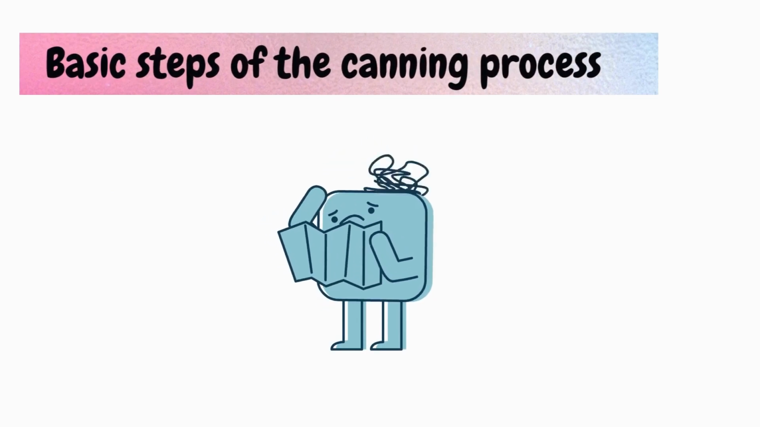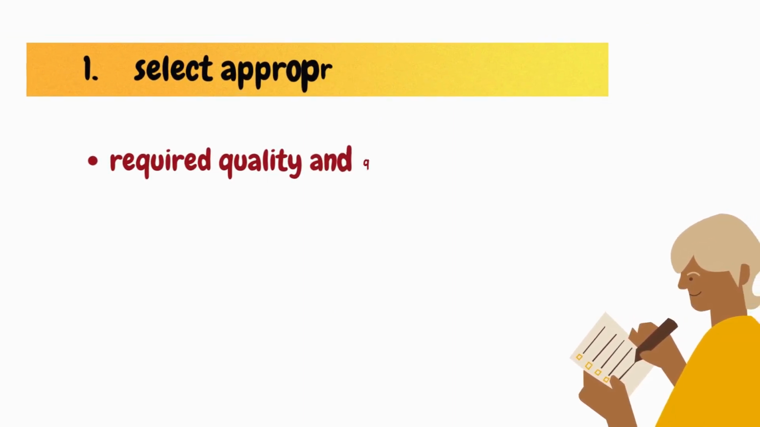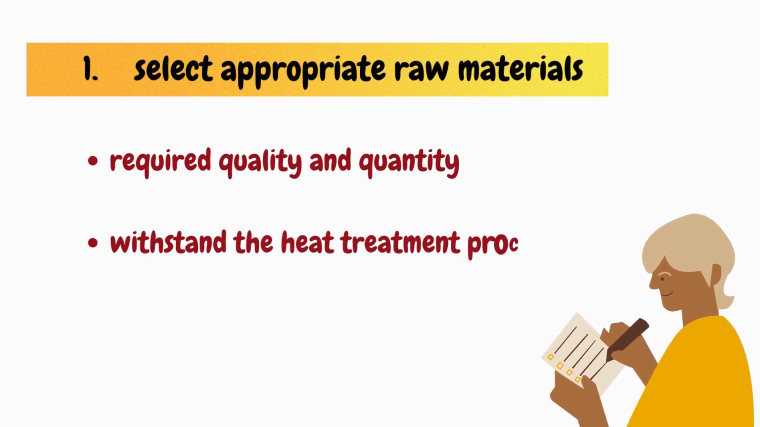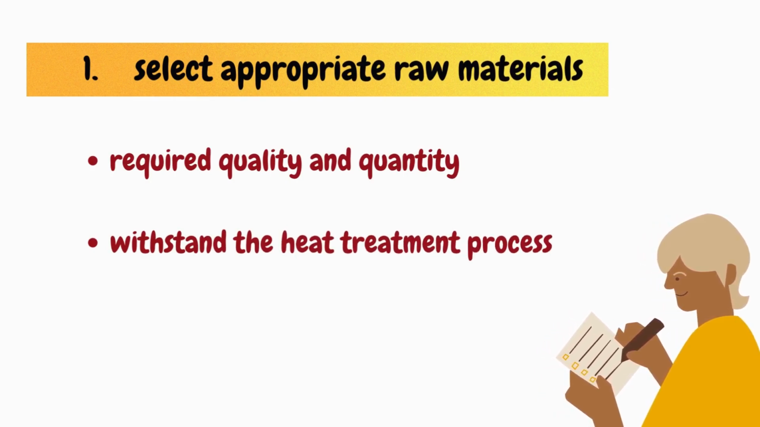Okay, now let's see what the typical stages of canning process. Initially, we should select appropriate raw materials to do the canning process. Here are the key points. The material we select should be in required quality and quantity. Also, they should withstand the heat treatment process.